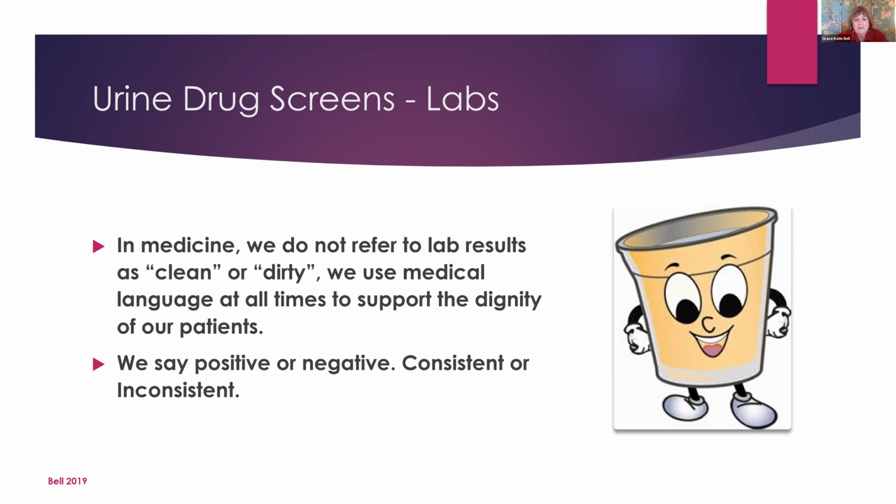When we talk about the results, we say positive or negative, consistent or inconsistent. We're also going to want to identify what it's positive or negative for. If it's positive for buprenorphine, that's something that we want to see. If it's positive for methamphetamines, we're going to be concerned. So not just saying it's a positive urine drug screen, you need to specify what on the panel was positive or negative. Next, please.